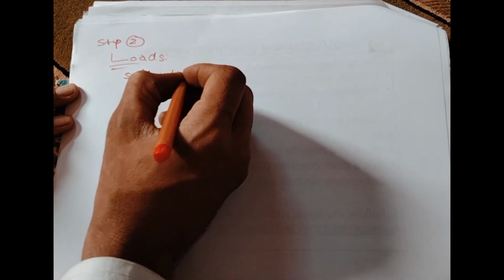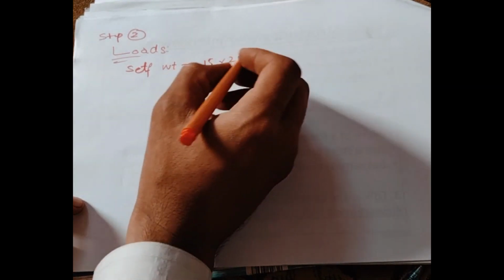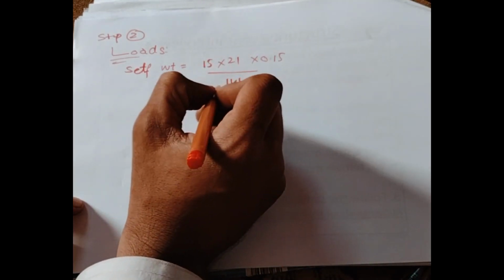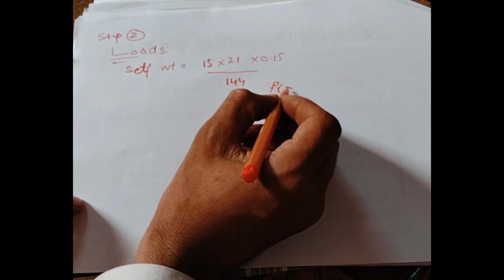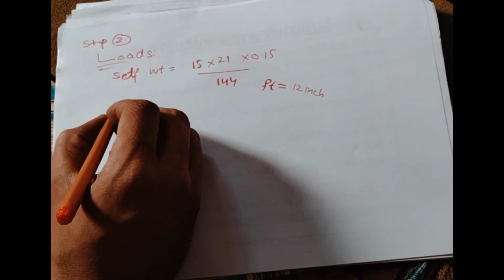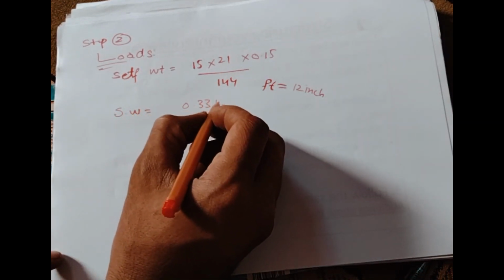So the next step is the calculation of the loads. For this we will calculate the self load of the beam. The formula is cross section divided by 144 multiplied by 0.15. So I am writing the formula: 15 cross 21 divided by 144 multiplied by 0.15. We know that a foot is equal to 12 inches, and 12 squared is equal to 144. So we got the self weight equal to 0.33 kip per feet.